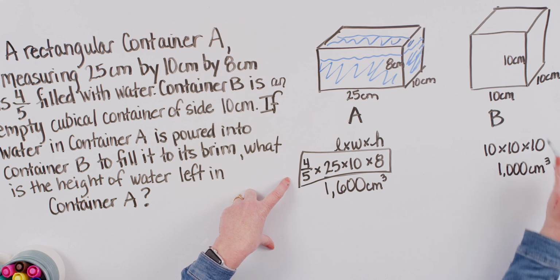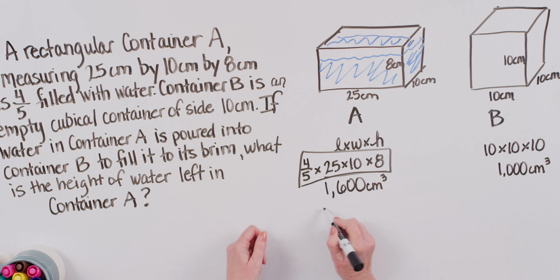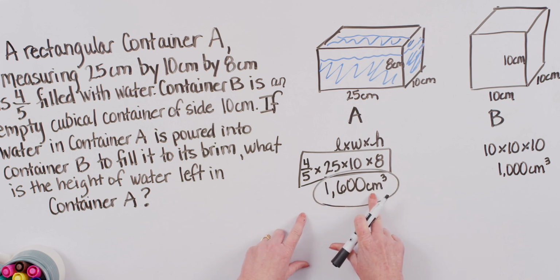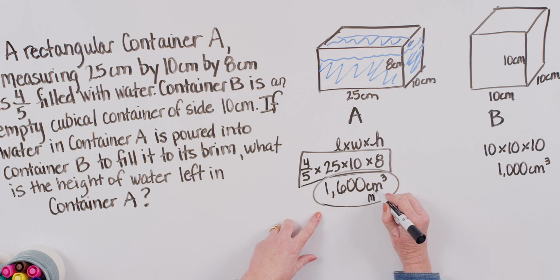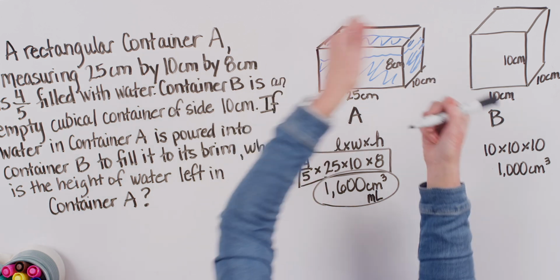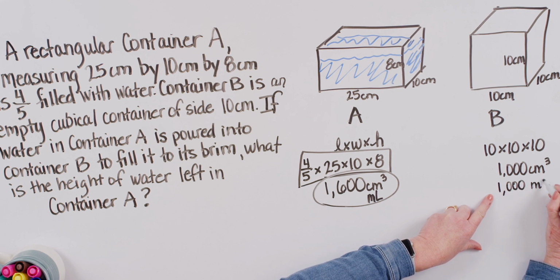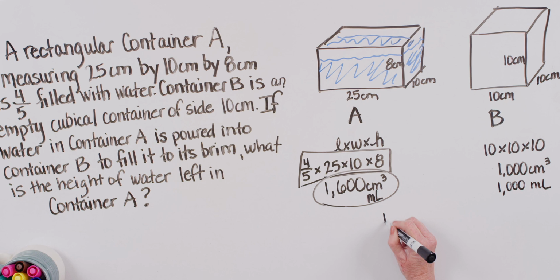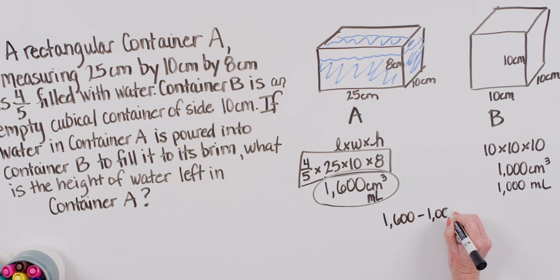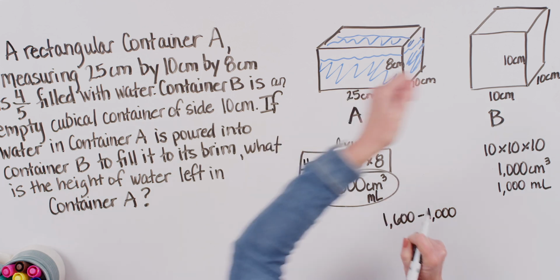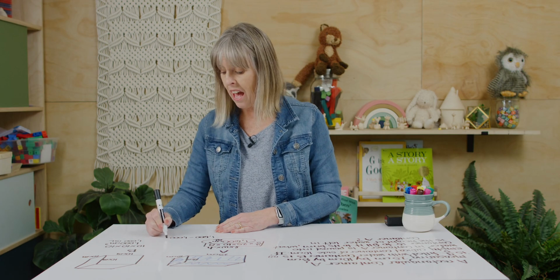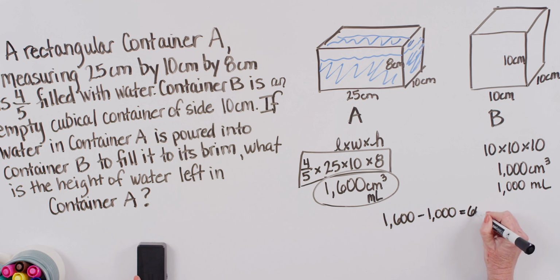Okay, so this water is going to be this 1,600 centimeters cubed, or milliliters, right? We're talking about liquid here. It's going to be poured into this, but this can only hold how many milliliters? Just 1,000. So I'm going to take my 1,600 and I'm going to subtract the 1,000, right? I poured in the 1,000. How much do I have left? I have 600 milliliters left.